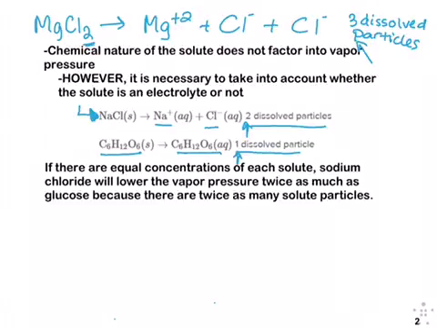So if there are equal concentrations of each solute, meaning equal concentrations of sodium chloride or the sugar, sodium chloride will lower the vapor pressure twice as much as the glucose because there are twice as many solute particles. Does that make sense? So then the magnesium chloride up here would lower the vapor pressure 3 times because it has 3 dissolved particles. Does that make sense? Okay, good.